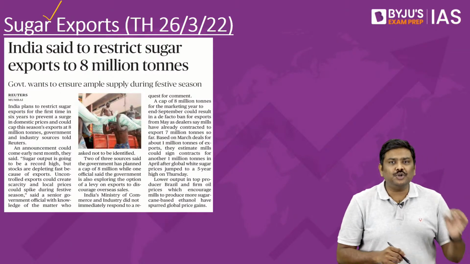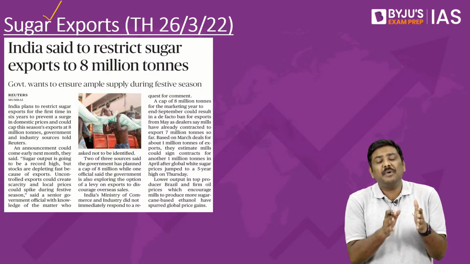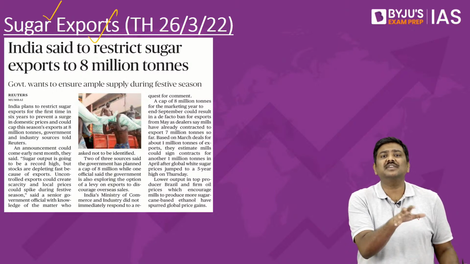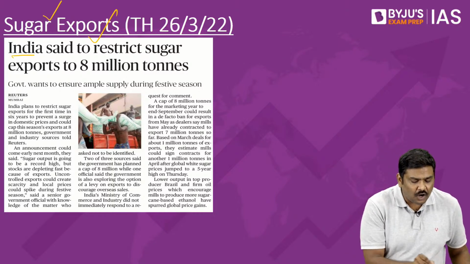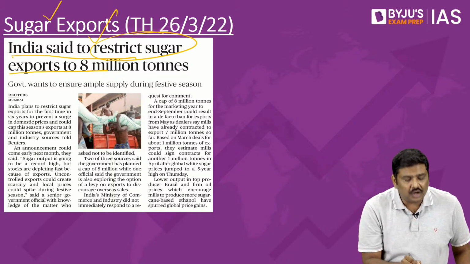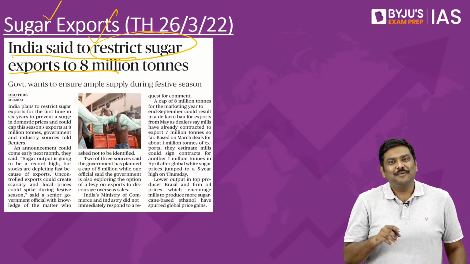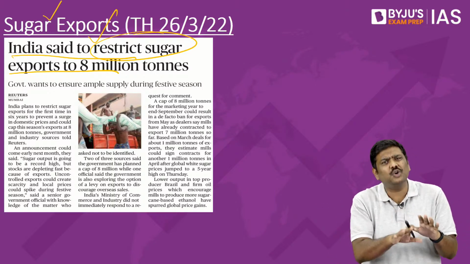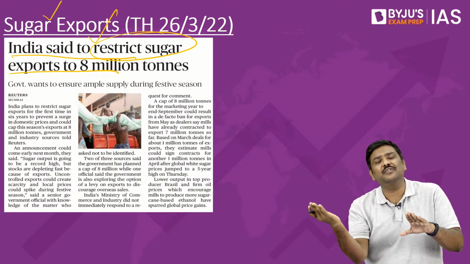It is related to sugar exports. Now before I go forward, have a look at this. In one newspaper, this was the headline: Indian government is expected to impose a certain restriction on sugar exports. But in other newspapers, the same discussion regarding sugar exports had a different headline.